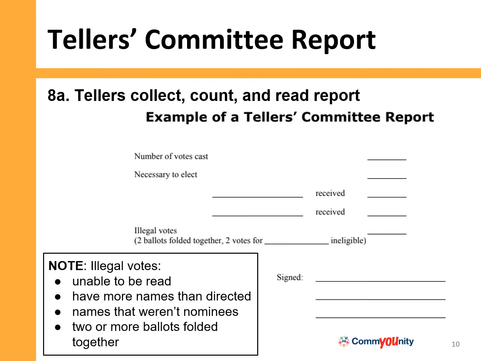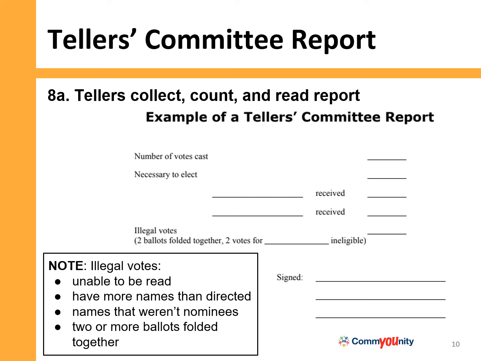8A, the tellers will collect, count, and read the report. The tellers committee report states the number of votes cast, number necessary to elect. Elections of officers requires a majority of members present and voting to win. The number of ballots determined illegal. Illegal votes are ones that the tellers are unable to read, have more names on the ballot than directed, have names on the ballot who have not been nominated, or if there are 2 or more ballots folded together.